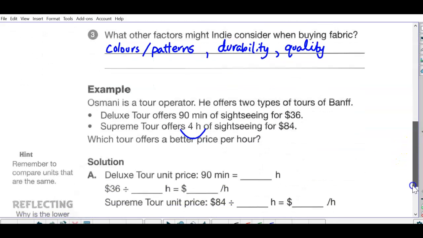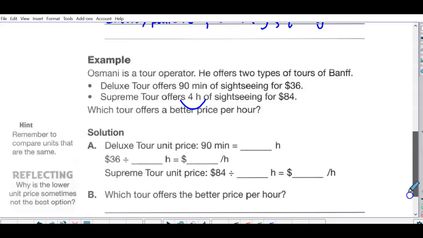Okay, next one, Osmani is a tour operator. He offers 2 types of tours of Banff. Deluxe tours, the tour offers 90 minutes of sightseeing for $36. Supreme tour is 4 hours for $84. Which tour offers a better price per hour? Again, if it didn't say per hour, you could have more than one way of doing this, but it does say per hour. So think about, this is not in hours. So we need to convert 90 minutes to hours.